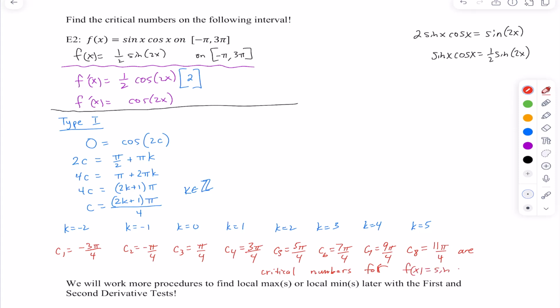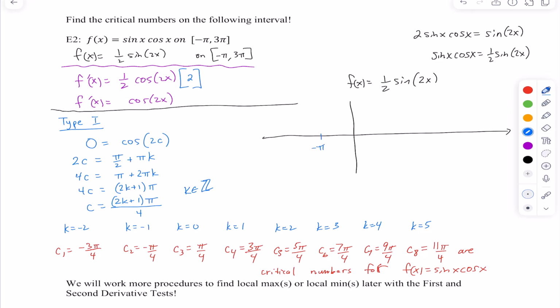Now, does this match your pre-calculus experience? Does this match your intuition? Hopefully it does, because remember this function, another name for this function is simply this sinusoidal wave, 1/2 times the sine of 2x. And we already know the period for this function. The period for this function is actually pi.